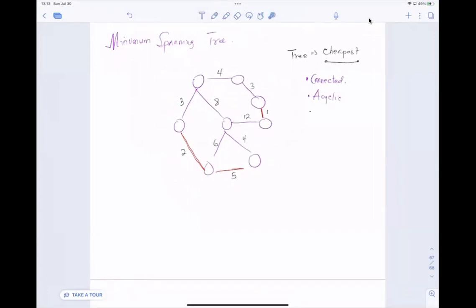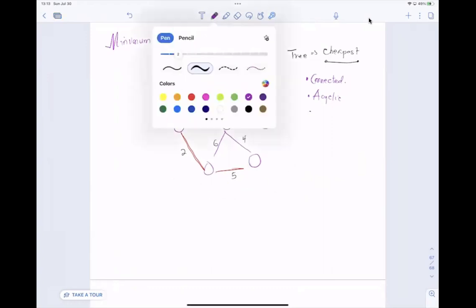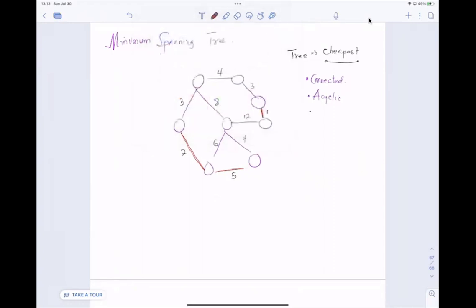Now, can someone just look at this graph and tell me how we can do that? Just look at this graph. Let's label the nodes. So let's just call this node A, B, C, D, E, F, G, and H, right? So how do you think we can do this? Anyone? How do you think we can construct a tree out of this graph?